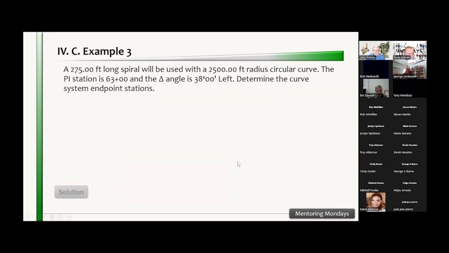Okay, back to example 3 now. One more here. A 275-foot long spiral will be used with a 2,500-foot radius circular curve. The PI station is 63 plus 0, and the delta angle is 38 degrees. Determine the curve system endpoints. That's basically what's the TS station, the SC station, the CS station, and the ST station. Anybody get those computed?